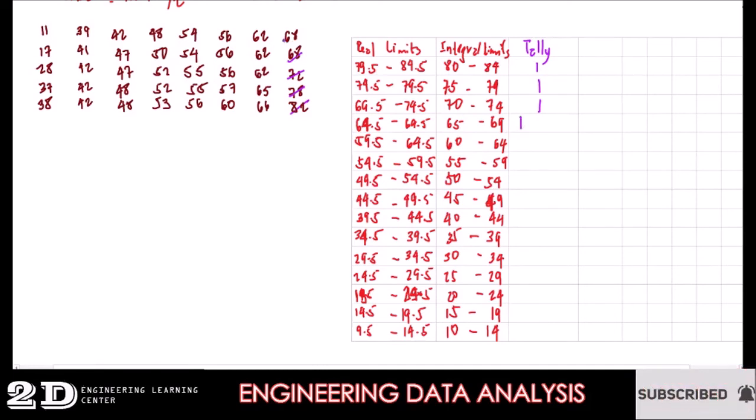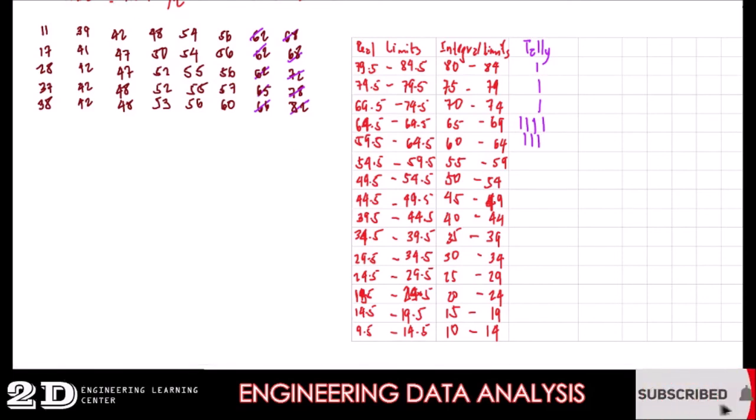Then another 68, so we have another 1. Then 66, because it is between 65 to 69, so 1. And last is 65. So we have 1. So we have 1, 2, 3, 4. Next 60 to 64, so 60, 61, 62, 63, 64, so we have 62, so we have 1, 2, 3, 4, 3, only 3, sorry for that, so just place 1 here.